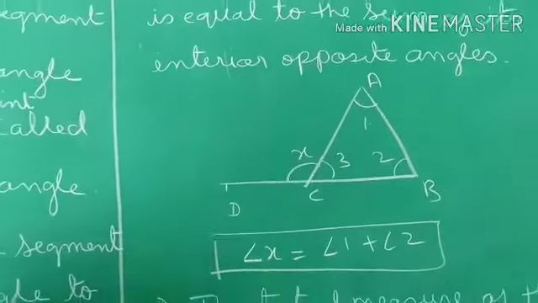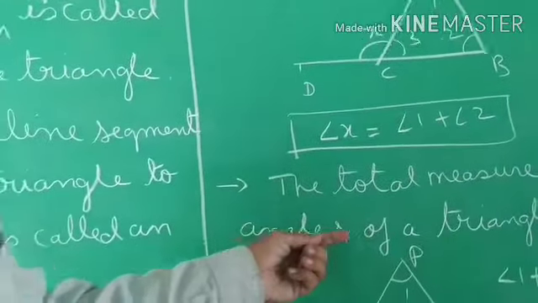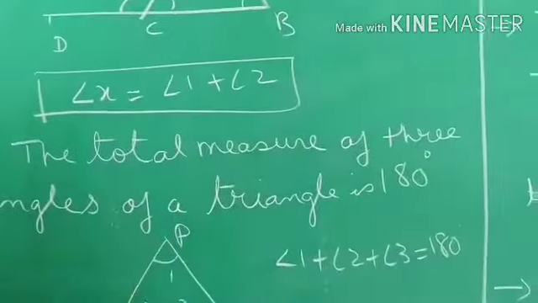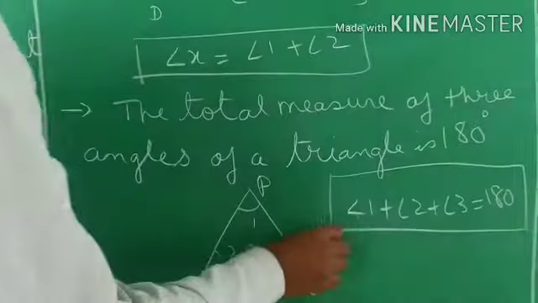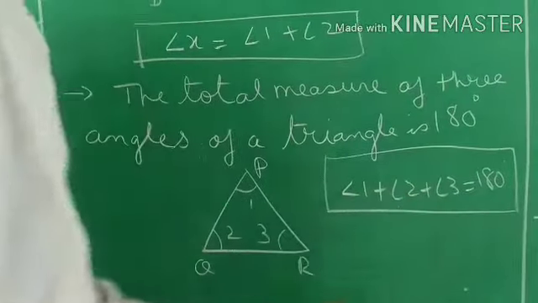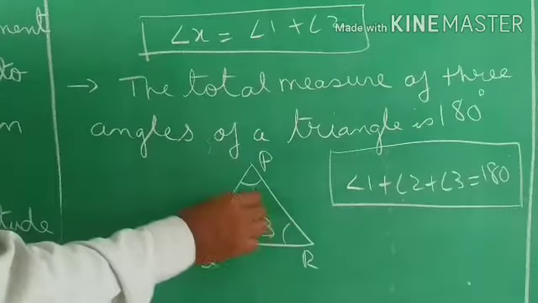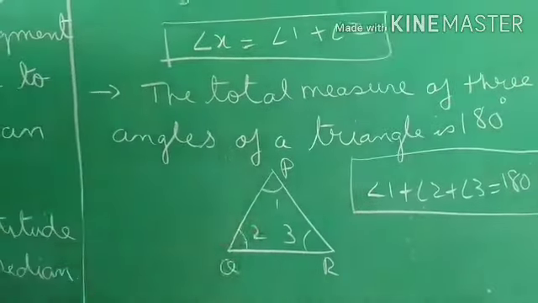You can see here. The next one, the total measure of the three angles of a triangle is 180. So in the form of an equation I wrote here, you can see the result: angle 1 plus angle 2 plus angle 3 is equal to 180. It means the sum of these three angles of a triangle is 180.